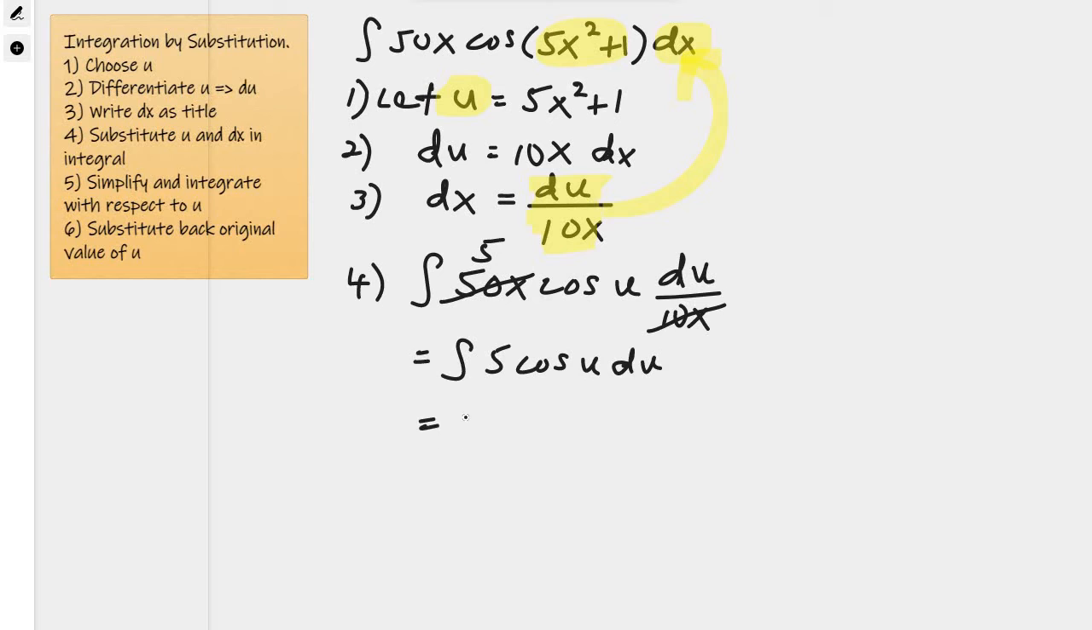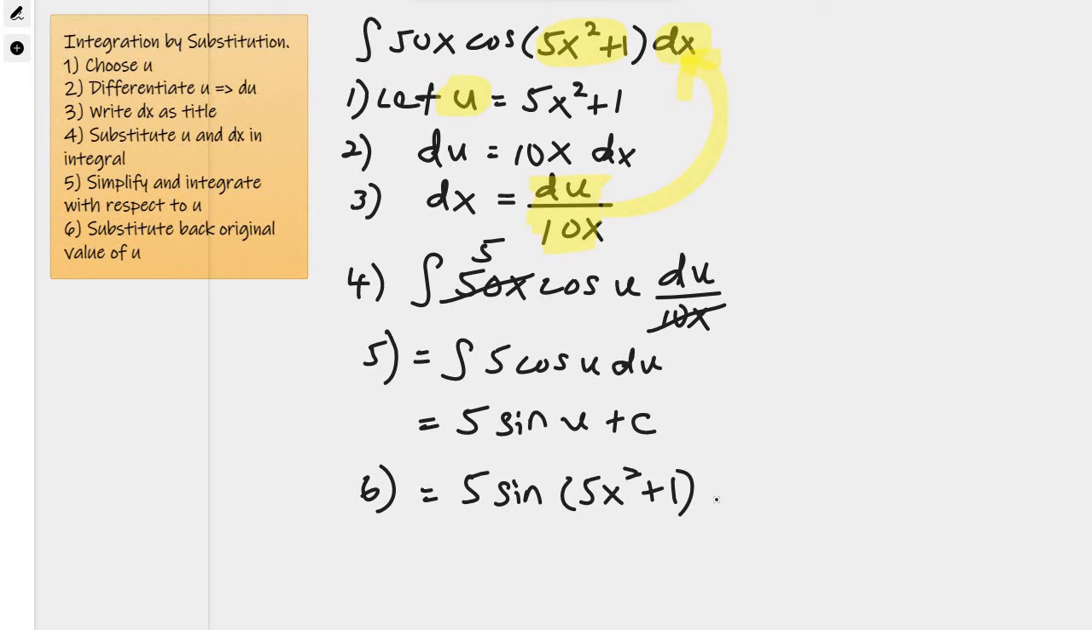Just simply substitute 5 here. Integrate cos, you will get sine. So cos u, after integration, you will get sine u. And don't forget to write plus c. So for the last step, in step number 4 you substitute, step number 5 you simplify, and then you integrate. Step number 6, you substitute back the original value of u. Therefore, the final answer is 5 sine(5x squared plus 1) plus c. Done. So that's the first example.